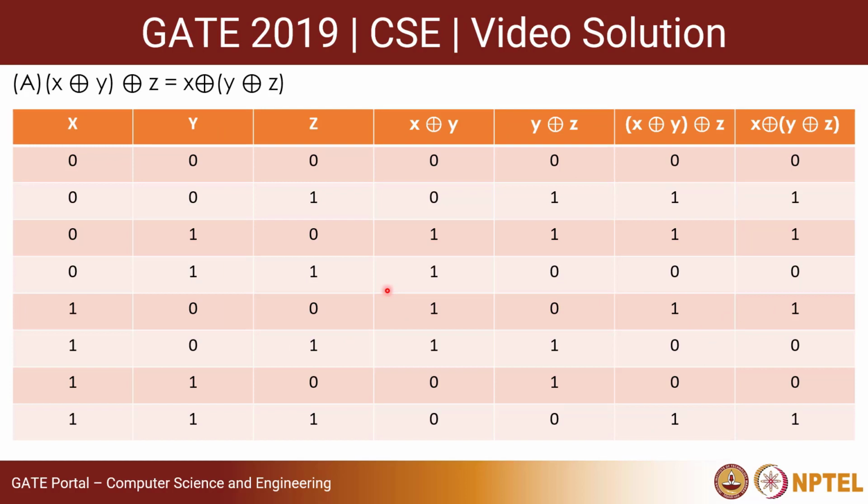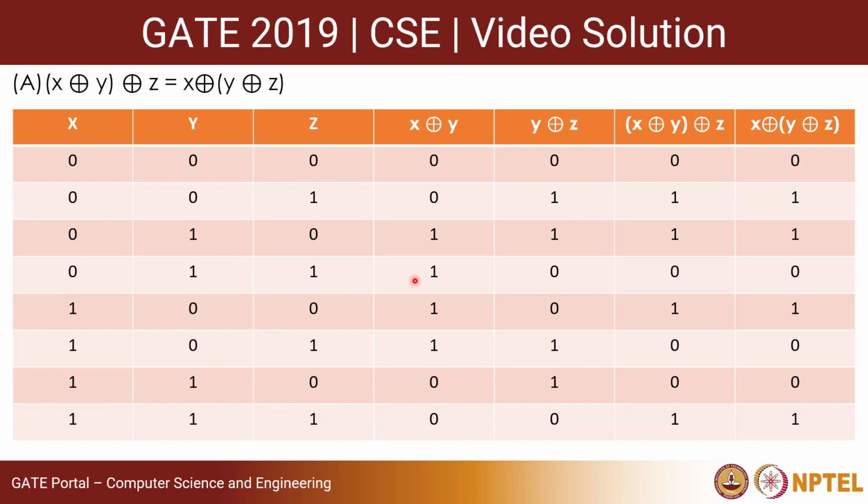Now let us solve this question. Let us look at the identity X XOR Y XOR Z is X XOR Y XOR Z. X, Y, Z are three Boolean variables. It can have in total 8 combinations. And X or Y will be 1 if either of the bits is 1. So for the first case, it is 0, 0, so it's 0. Then 0, 0, so it's 0. 0, 1, it is 1.